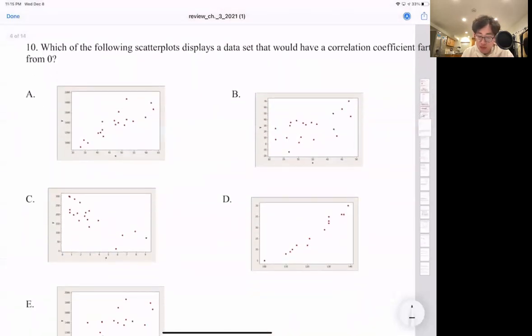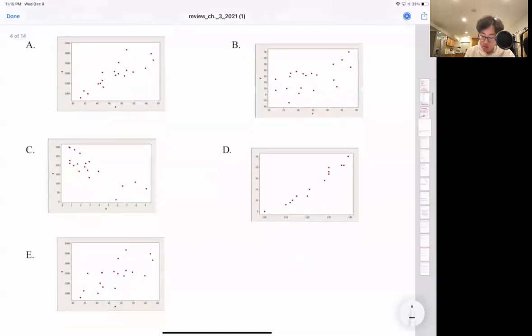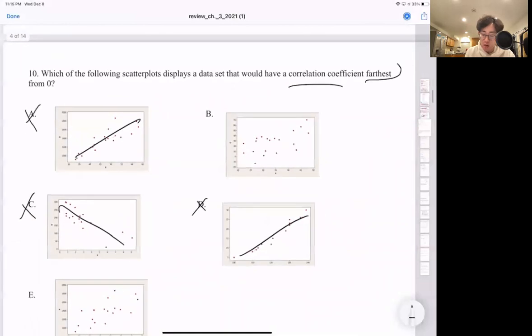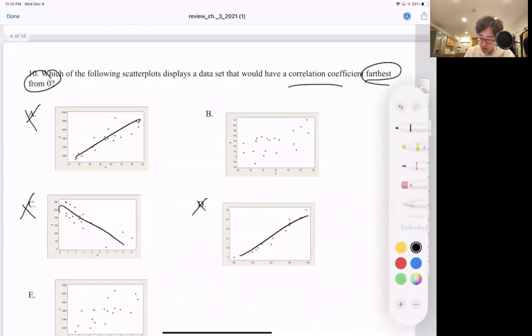Which of the following scatter plots displays data with the correlation coefficient farthest from 0? Okay, so first of all, that's positive, positive, negative. So let's eliminate A, C, and D. Between B and E, farthest. Oh, I'm sorry, I did not read that word. Farthest from 0. My fault.